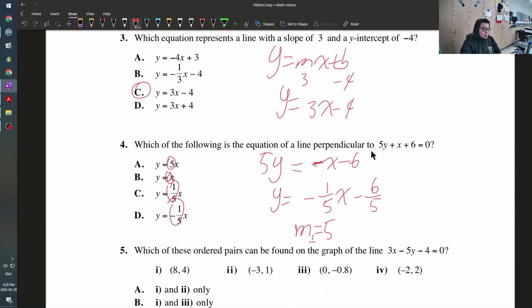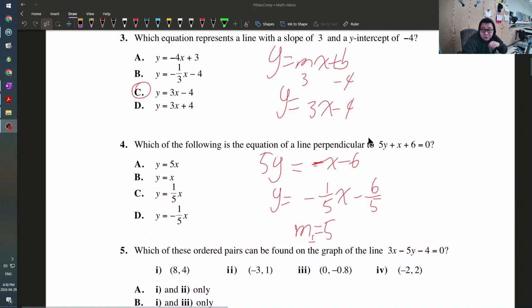My delete button doesn't work anymore. There we go. Man, something wrong with my pen. Yeah, I'll be right back. Alright, there we go. Pen's working again.